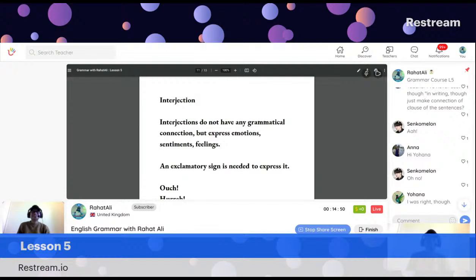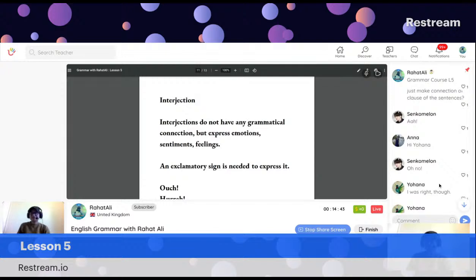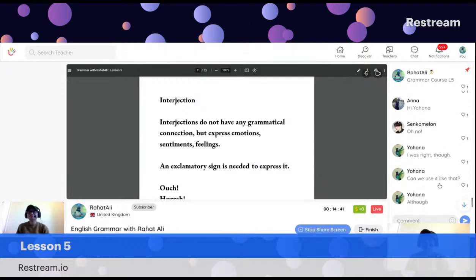Honestly, though has different meanings depending on the situation and sentence. I was right though. Yes, good example. Yahuna, yes, you can write it. Though, although, they have similar meaning. Remember, depending on the sentence, though may have different meanings. I'm going to give you examples one by one.